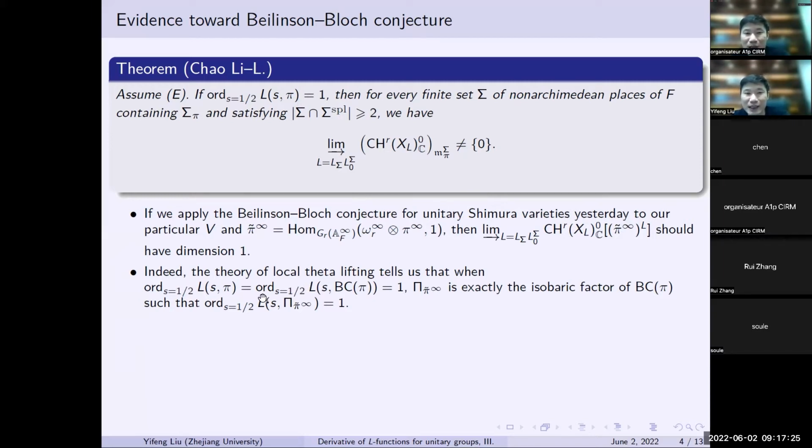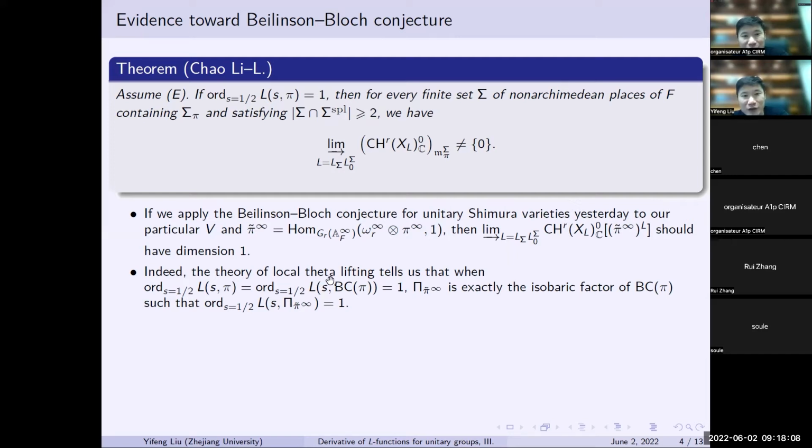Okay, so if you remember, in the statement of the Beilinson-Bloch conjecture for unitary Shimura varieties, there is a particular isobaric factor of the base change of pi determined by pi tilde, right? We call this bigger Pi tilde. In this statement, you want the factor that contributes to the order 1 to be exactly the isobaric factor that corresponds to pi tilde. And this is true. This can follow from some result, I guess, proved by Gan-Ichino, maybe.